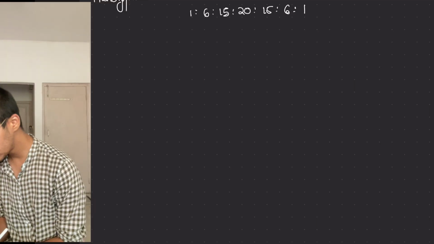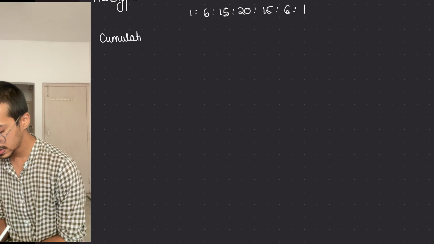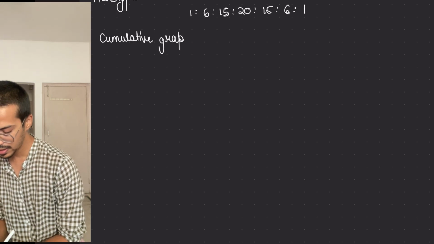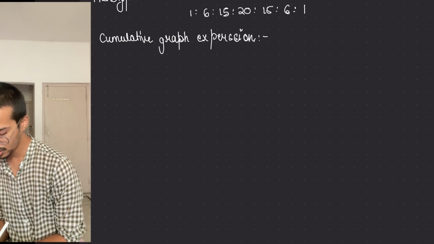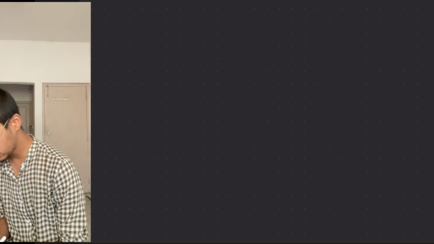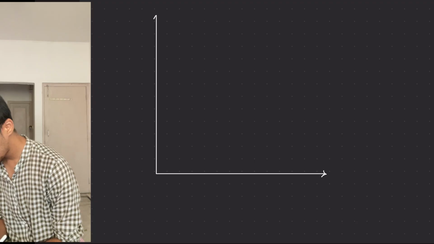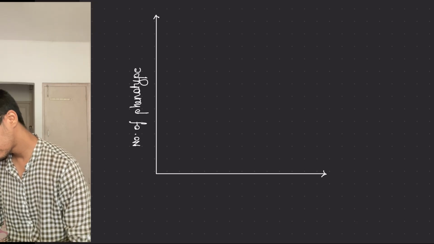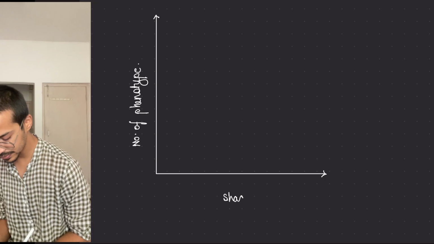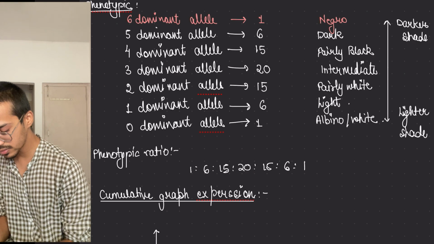Plus we were talking about the cumulative graph expression of this. How will it look like? It will look something like this. So there is the y-axis and the x-axis. Here you are telling the number of phenotypes. Here you are showing the shade. So starting with the first one, that is your negro one. This one.